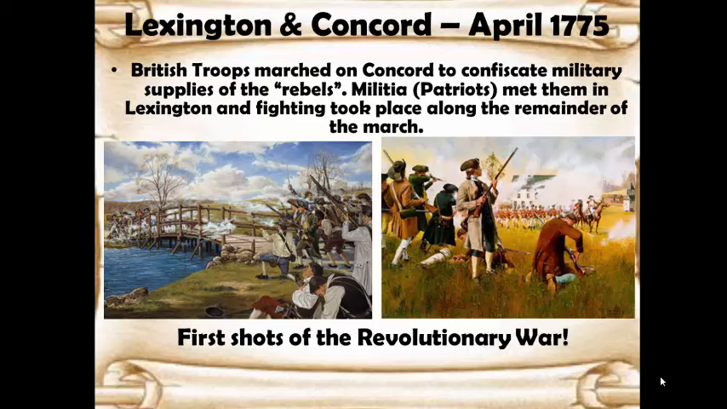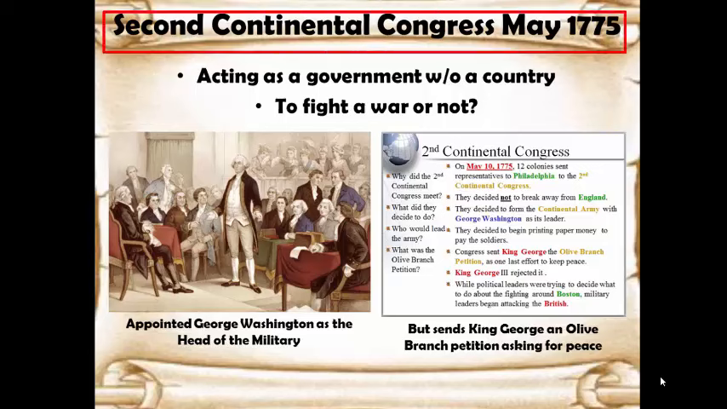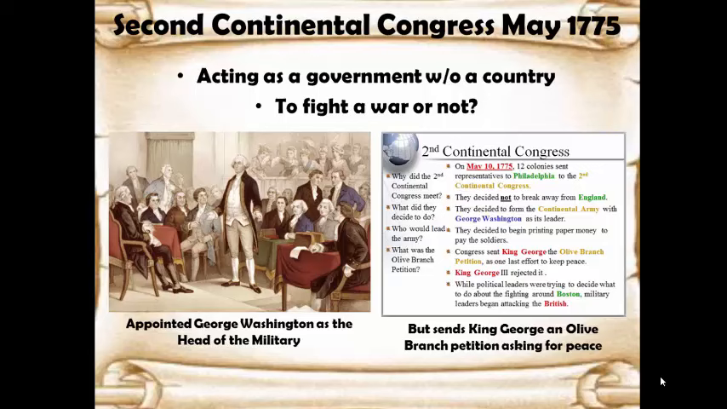Now, what you really need to know about this event is that we have not declared independence yet. Okay, these are really the first shots of the Revolutionary War, but the war hasn't officially started yet. So make sure you remember that when you have to put these events in order. And what's important to keep in mind is that while the colonists were obviously really mad, and so were the British for that matter, the delegates at what was now the Second Continental Congress, and most of the people, were still not thinking that we should become our own country. They still wanted to try to make things work.